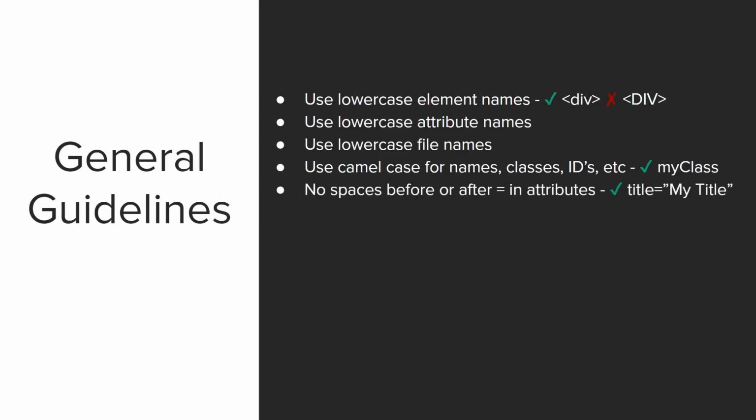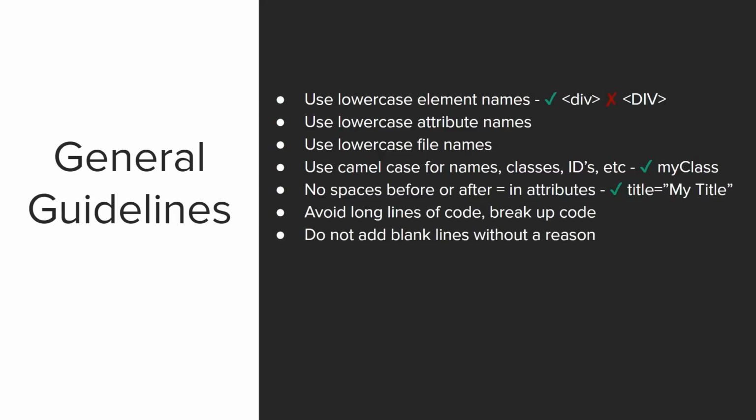There should be no spaces before or after the equal sign in attributes. So title equals quotation my title. Avoid long lines of code. For long lines of code, you'll want to break them up, put them on multiple lines, make them easier to read. Don't add blank lines without a reason. Blank lines should be to separate large or logical code blocks for readability.